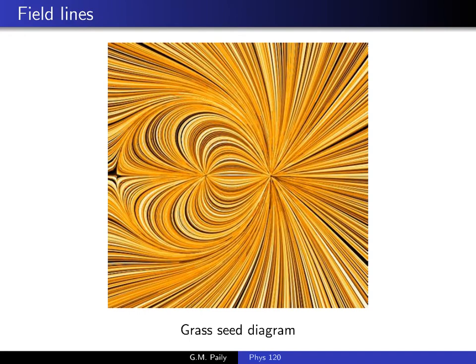This is a grass seed diagram. Grass seeds tend to align themselves along electric field lines, just like iron filings align themselves along magnetic field lines. The only trouble is we lose the sense of direction. We can't tell whether the grass seed field lines are heading into a charge or away from a charge. But even without that, we still get quite a bit of information.